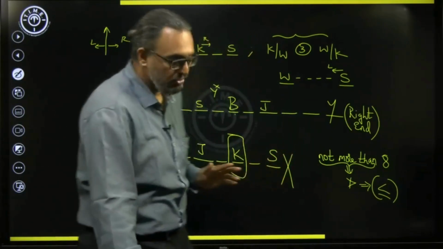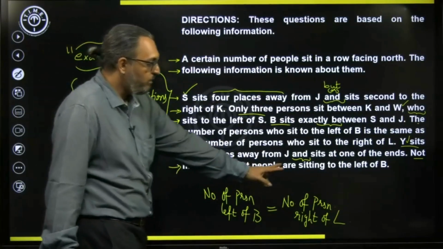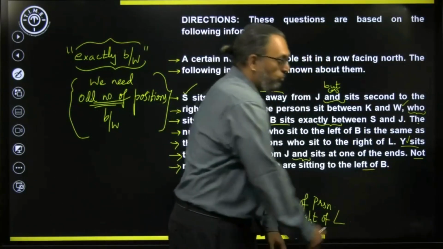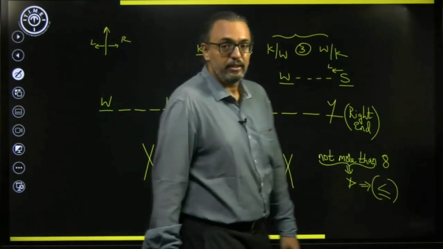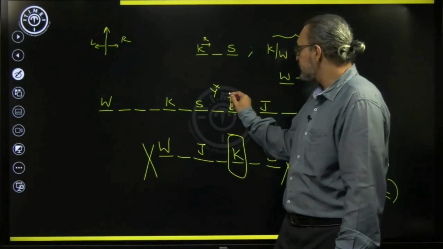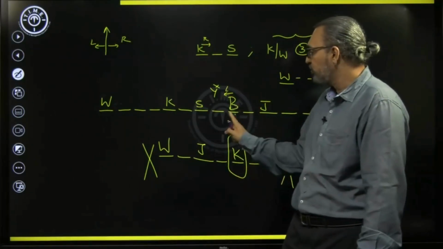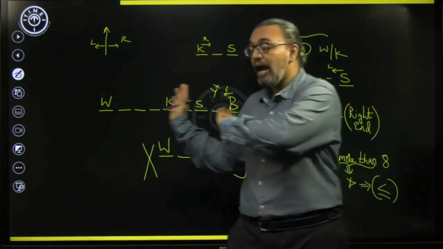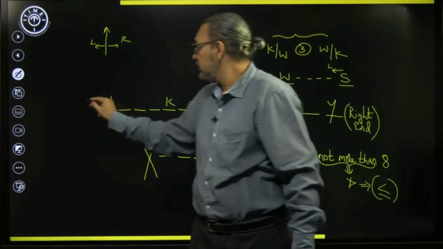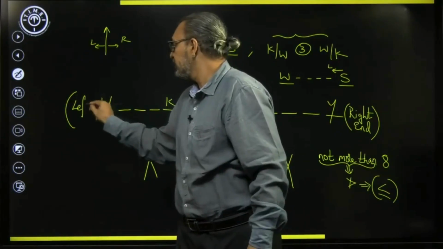Understanding the point? So that is what he says here. Not more than 8 people are sitting to the left of B. Okay, so let's see. To the left of B. Now see, B is here. Left means it is our left side. So to the left of B, how many are there? 3 plus 3, 6, 7, 8. So I cannot add any more people there. So this is going to be our left end.